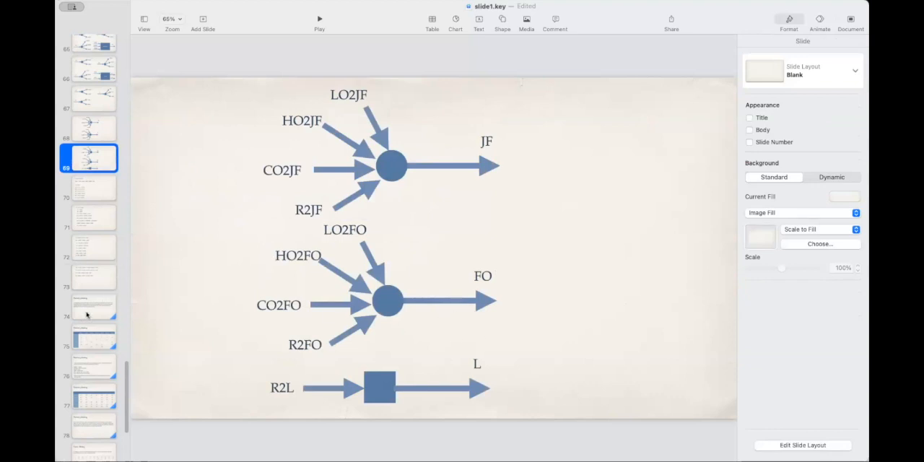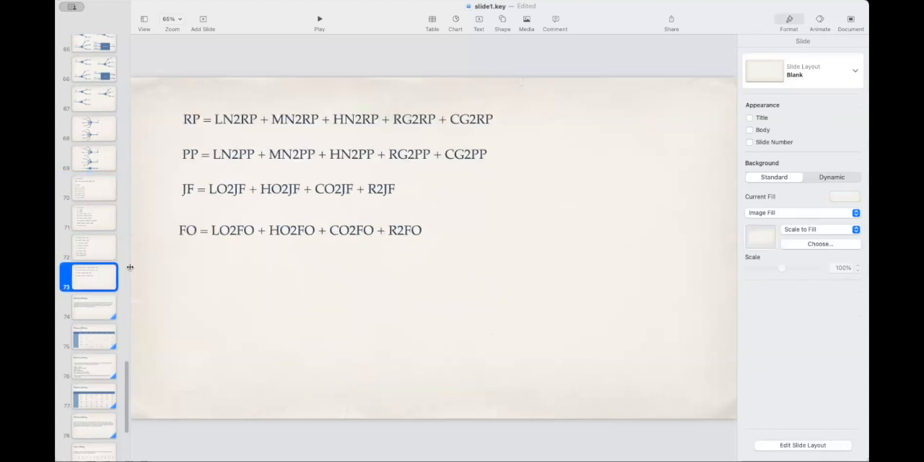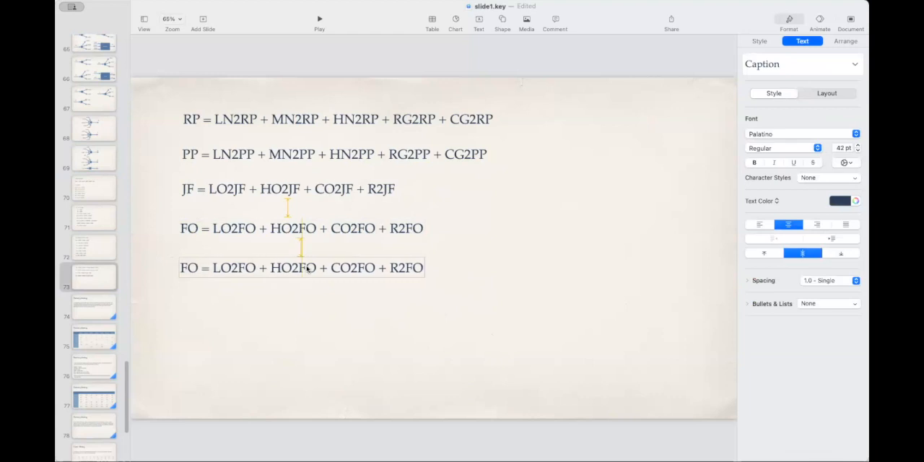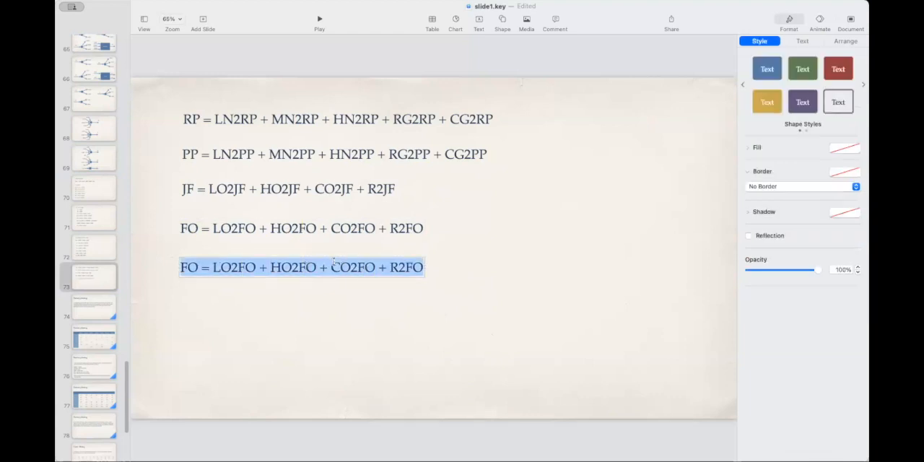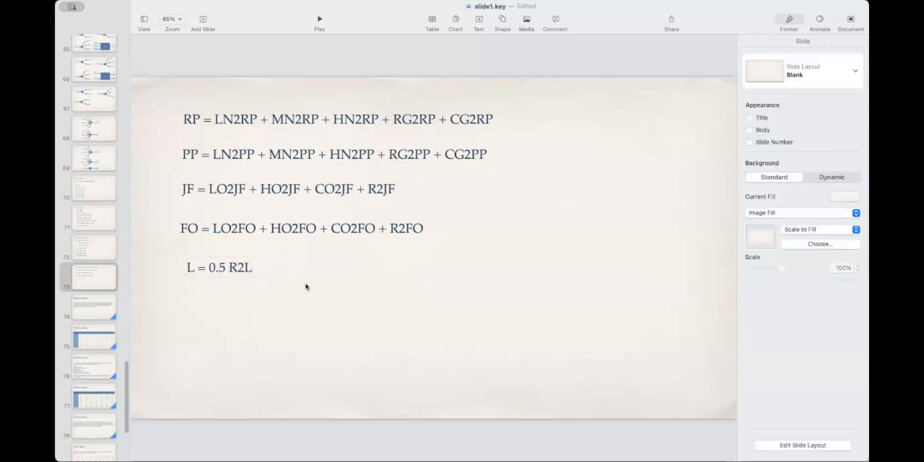And the last one, R2L. R2L becomes loop, but this is different from others because we produce 0.5 barrel from 1 barrel of R2L, right? So it should be 0.5. Okay, good.